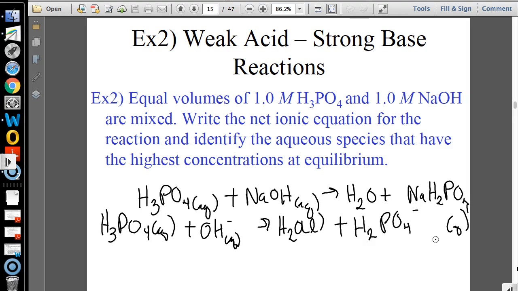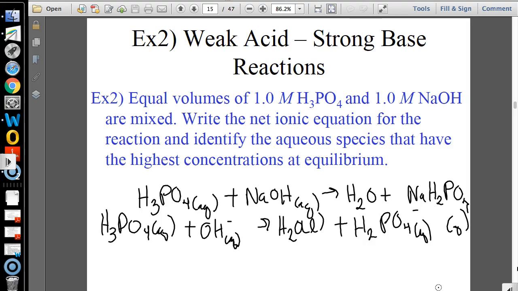Be careful. A good way to check yourself is that your charges should balance. And what I mean by that is, on the reactant side, I have a minus sign, so on the product side, I better have a minus sign too. See what I mean? Did anybody forget the minus sign? No? Well, good for you.